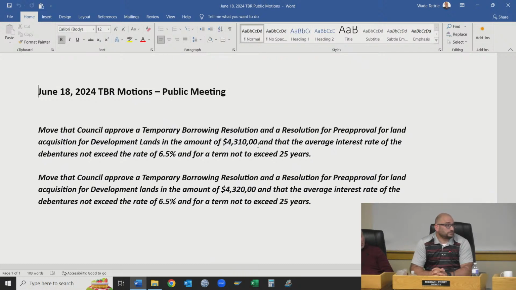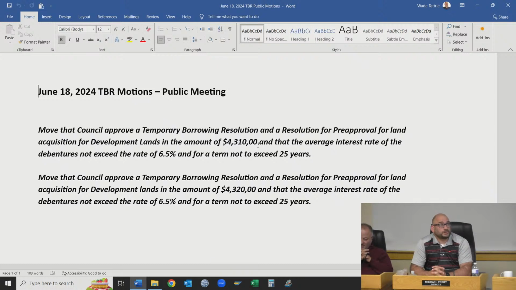Moved and seconded. Any discussion on the motion? Question. We'll go to the vote. And the motion was passed by a vote of 9-1, with Councillor Rhino voting nay. Back to you, Councillor Perry.